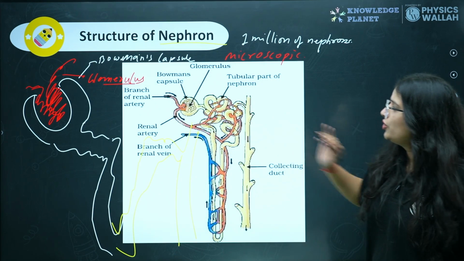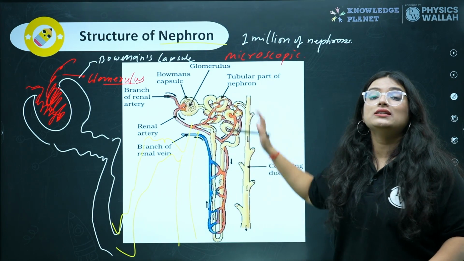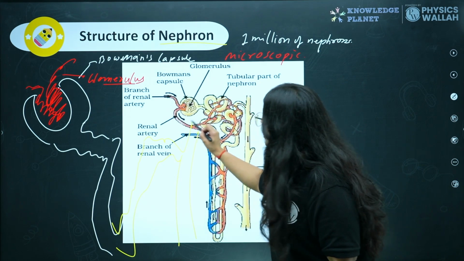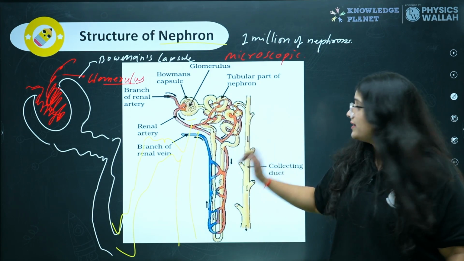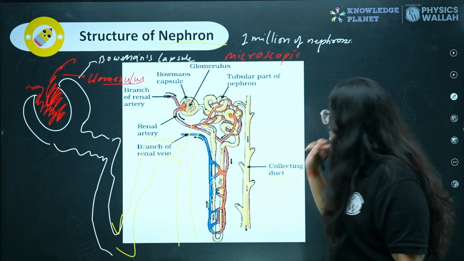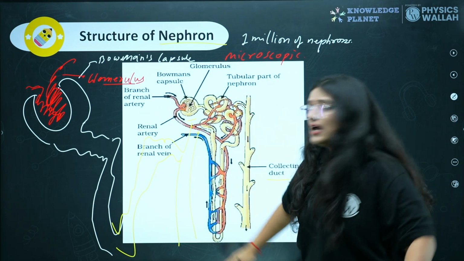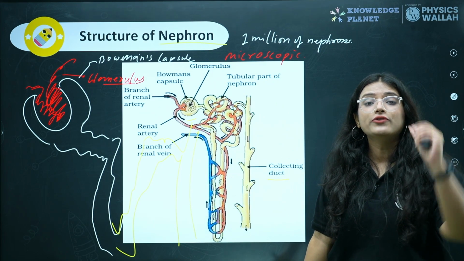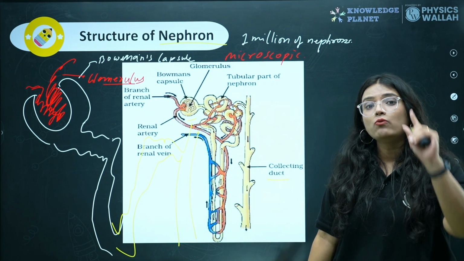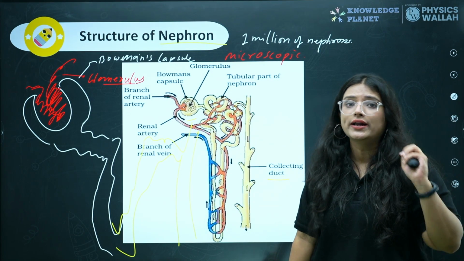Okay, so here you can see this extensive network. We have opened it. So this nephron consists of a cup-shaped structure, which is Bowman's capsule. Then the tubular part, which ends into a duct known as the collecting duct. Okay, so this is the structure of the nephron, which is a fundamental unit of the kidney, and each kidney has 1 million nephrons, which will help to make the urine.